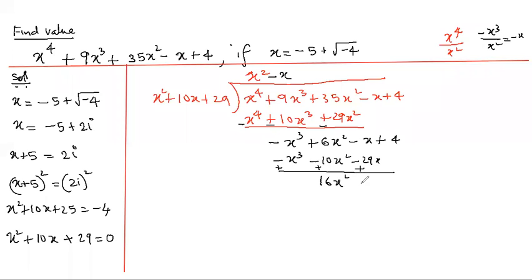16x square minus plus 28x plus 4. You agree with this? Yes, sir. Now again, divide 16x square by x square. How much will you get? 16. So plus 16. So 16x square, 160x, and 29 into 16. Calculate and tell me. 464, sir. Yes.